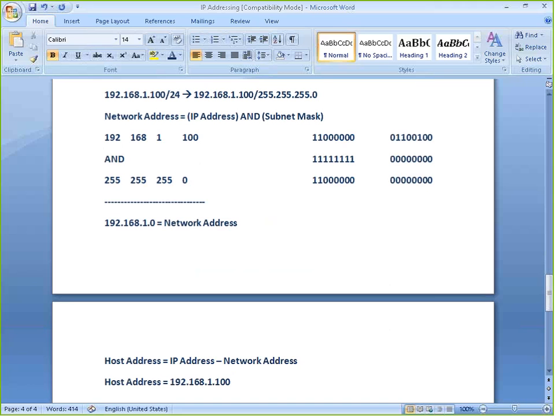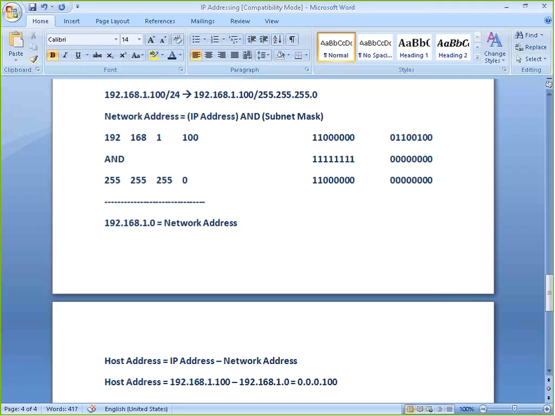Then we have to subtract the network address. What is the network address? 192.168.1.0. So if I subtract each and every octet one by one, the resultant value that I'm going to get is going to be 0.0.0.100. You understand that? Okay, great. So this is going to be the host address.